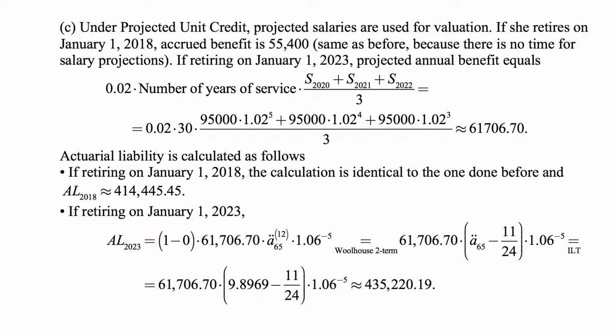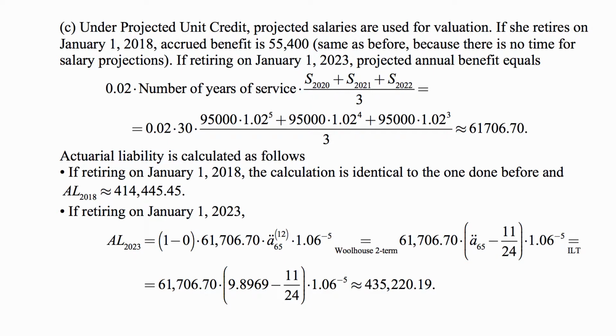Now, if she retires on January 1st, 2018, the calculation of accrued liability is the same as it was done before, because there's no projection in the salaries. So this ends up being the same accrued actuarial liability as calculated under traditional unit credit. But if retiring on January 1st, 2023, we have to use those projected values of benefits. So the annual benefit expected will be 61,706. The value of all the benefits at retirement will be that 61,706.70 times A double dot upper 65 at 12. And there is no reduction. 1 minus 0 is just 1, so there's no reduction for early retirement because she's retiring at normal retirement age.